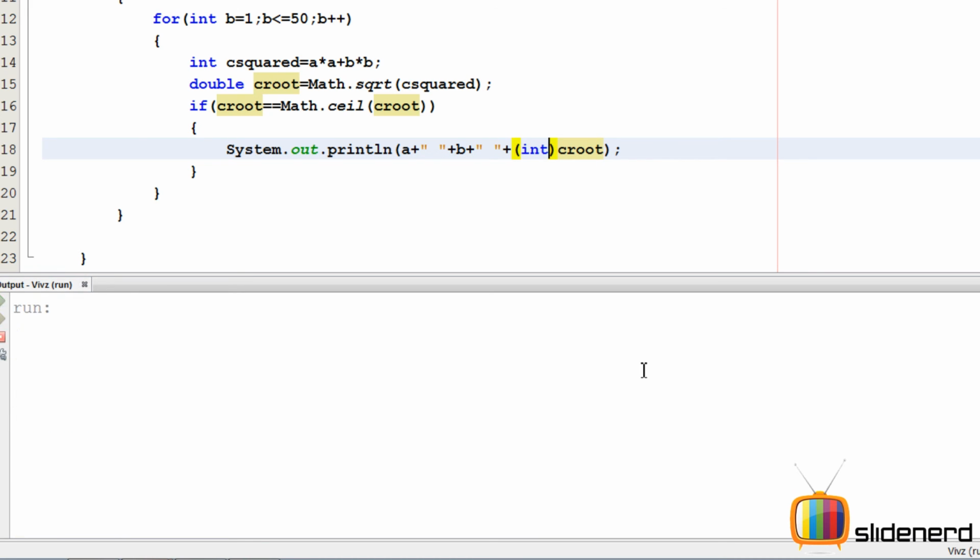Control S, Shift F6. If you see 3, 4, 5, 4, 3, 5, 5, 12, 13, 6, 8, 10. Now these are all those numbers for which 3 square plus 4 square is 5 square, 5 square plus 12 square is 13 square, and so on. So in short, we're getting the Pythagorean triplets perfectly, right?